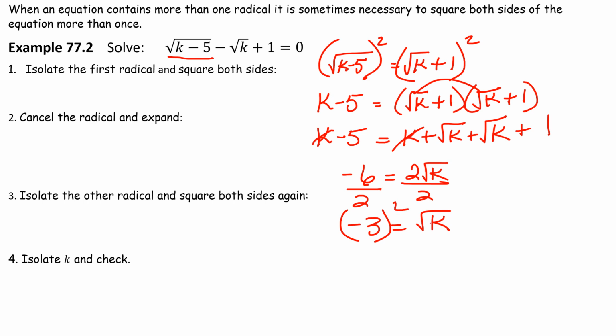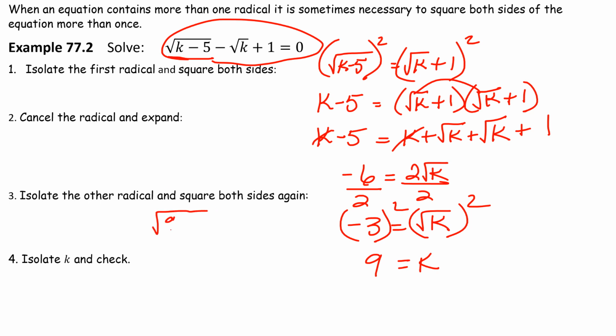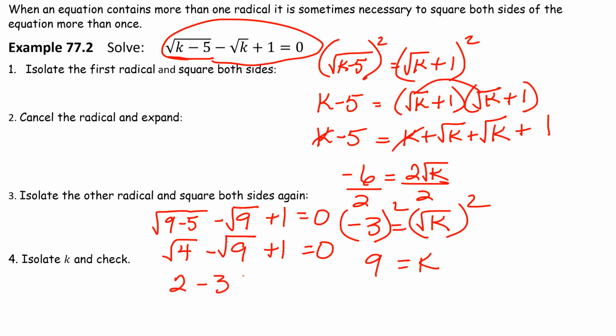And now I'm going to square both sides again. So I'm going to have 9 is equal to k. And now I have to check it and make sure it actually works in this equation. So square root of k minus 5, so that's 9 minus 5, minus the square root of k, which is 9, plus 1 equals 0. So the square root of 9 minus 5 is square root of 4, minus square root of 9 plus 1 is supposed to equal 0, so 2 minus 3 plus 1 equals 0, and that's true. So it does work, and so 9 is the solution of this equation.